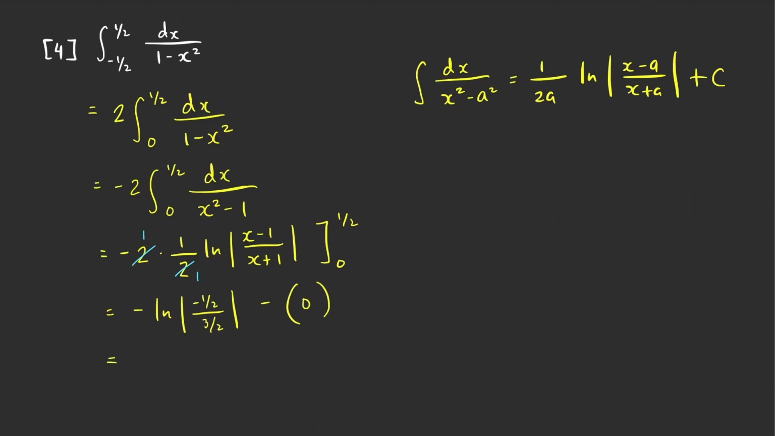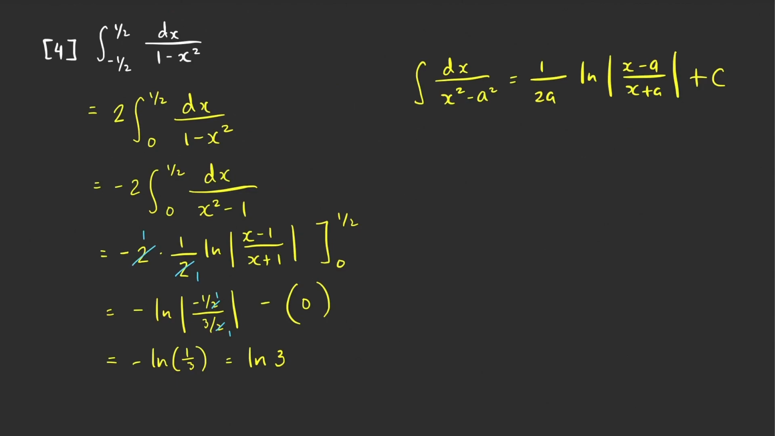So you can cancel the 2 here. Okay, so ln of the absolute value of negative 1/3, but that is just ln of 1/3. And if you're going to use the property of ln, this is just negative ln of 1/3, which is equal to, using the property of ln, ln of 1/3 raised to negative 1. So that is equal to ln of 3.